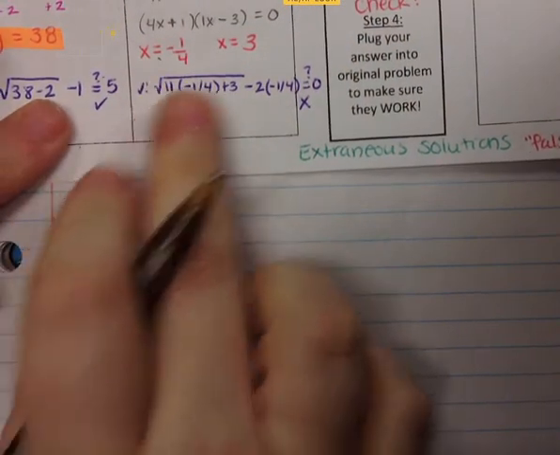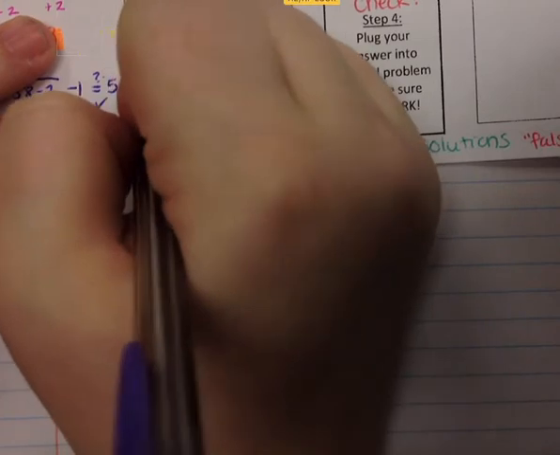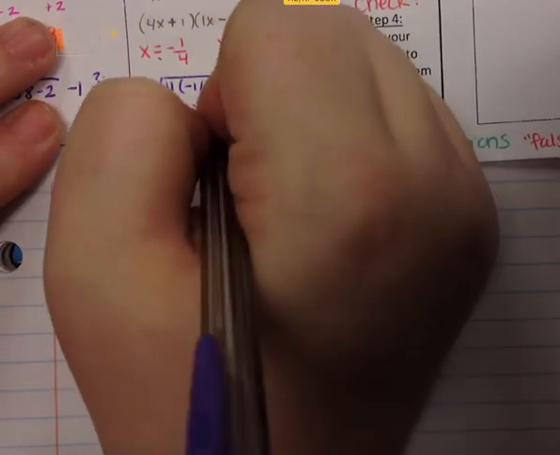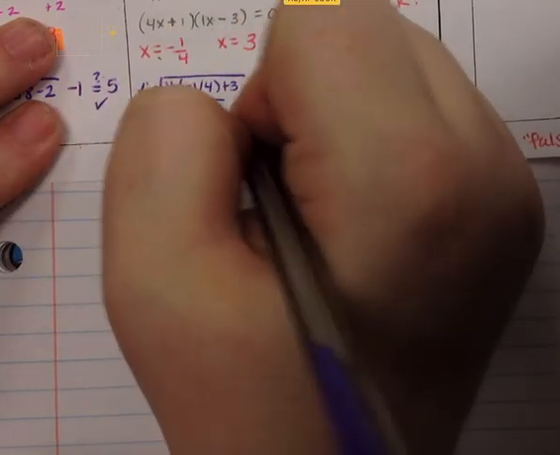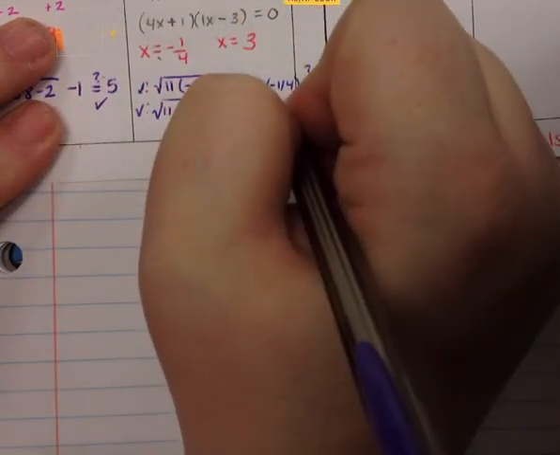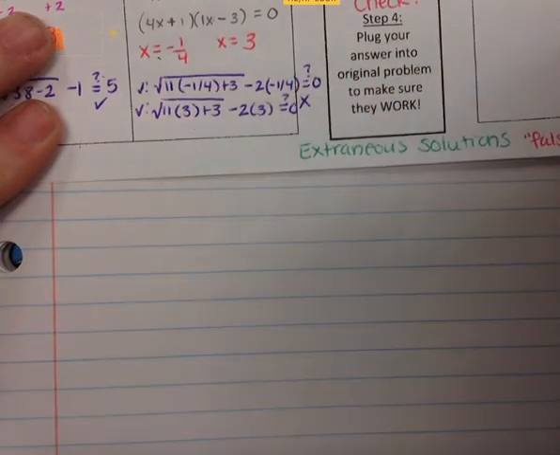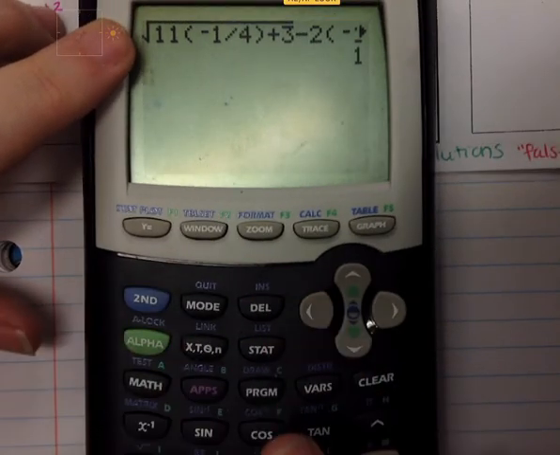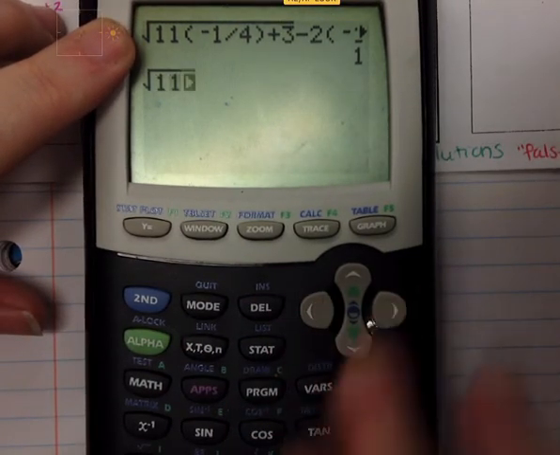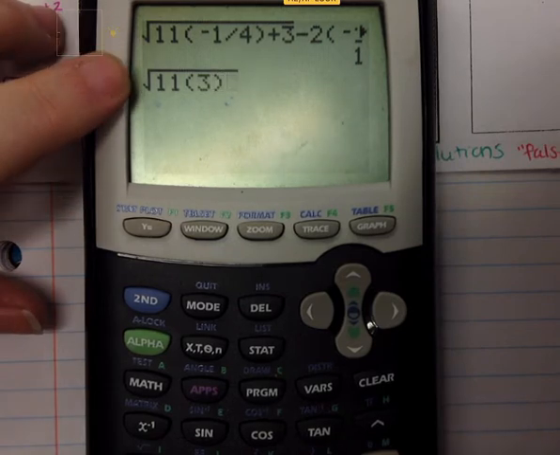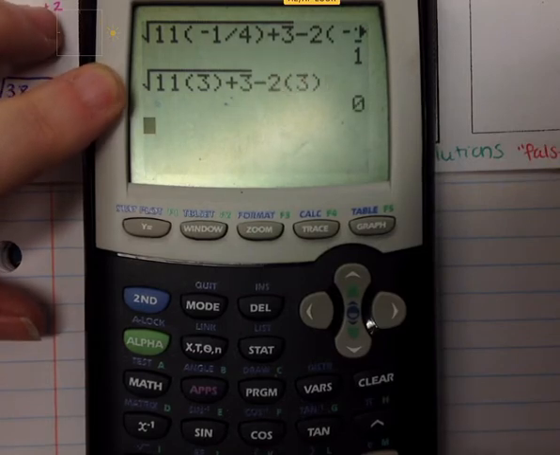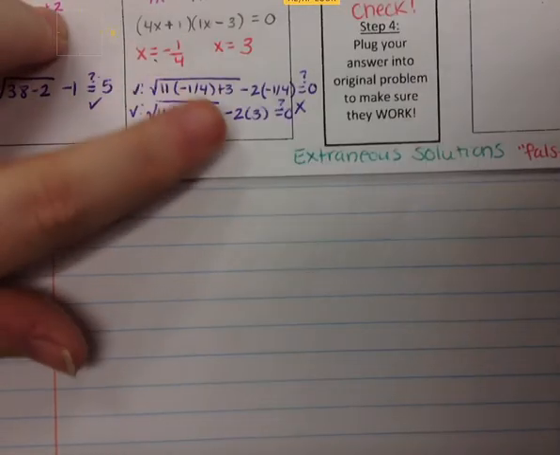Okay, so then we also have to check the 3. I'm going to do the same thing. So check the square root of 11 times (3) plus 3, then minus 2 times (3) is supposed to equal 0. This time when I type it in, I'm going to do the same thing: square root of 11 times (3) plus 3, get out of the radical, minus 2 times (3), and that one is equal to 0. So yes, this one does work.